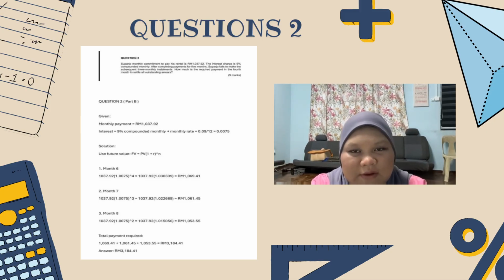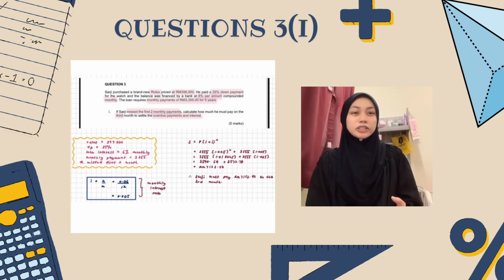So the total payment to settle arrears equals to 1,069 ringgit 41 cents plus 1,061 ringgit 45 cents plus 1,053 ringgit 55 cents equals to 3,184 ringgit 41 cents. So for question 2 part B, Suprajo needs to pay 3,184 ringgit 41 cents to settle this arrears. And that's it. So part B, question number 3, i.